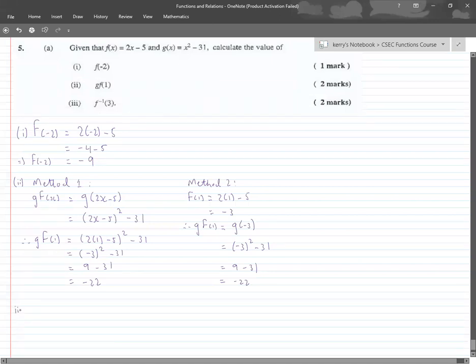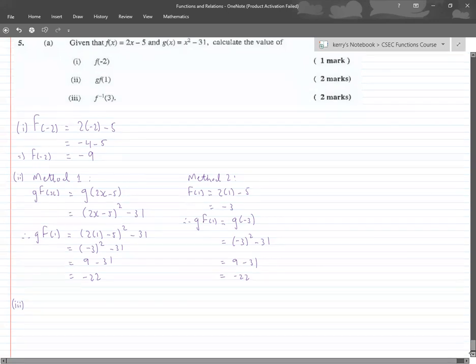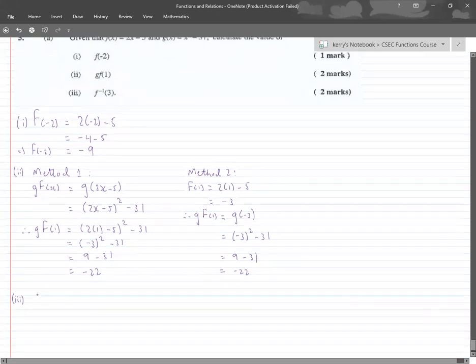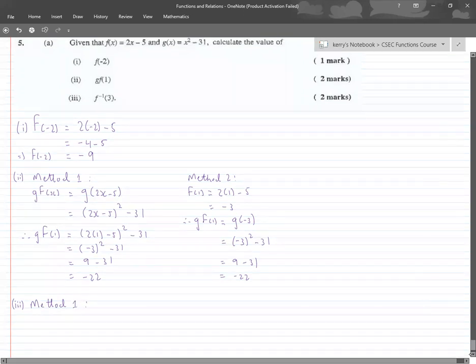Right? So now, technically, there are two ways through this one. But since we're dealing with f inverse, we will just find the f inverse one time and put it in. However, I will actually show you a second method around this one here. So f inverse of 3, method 1. This is the method that we know. So method 1. f of x is 2x plus 5. Yeah, 2x minus 5, sorry.